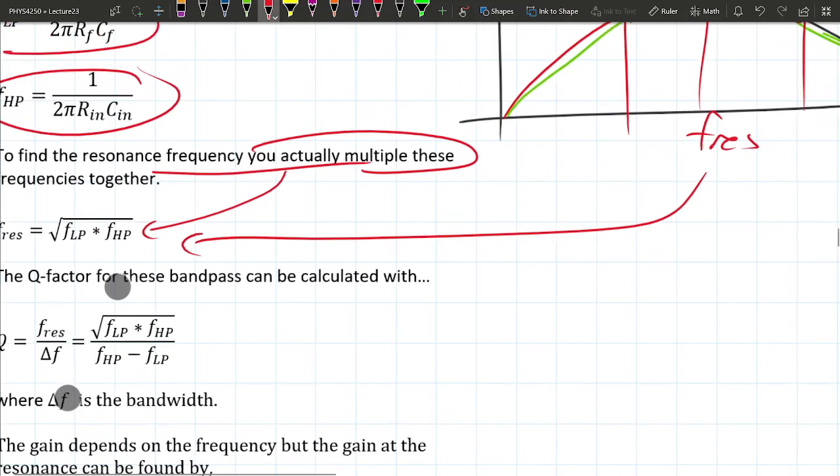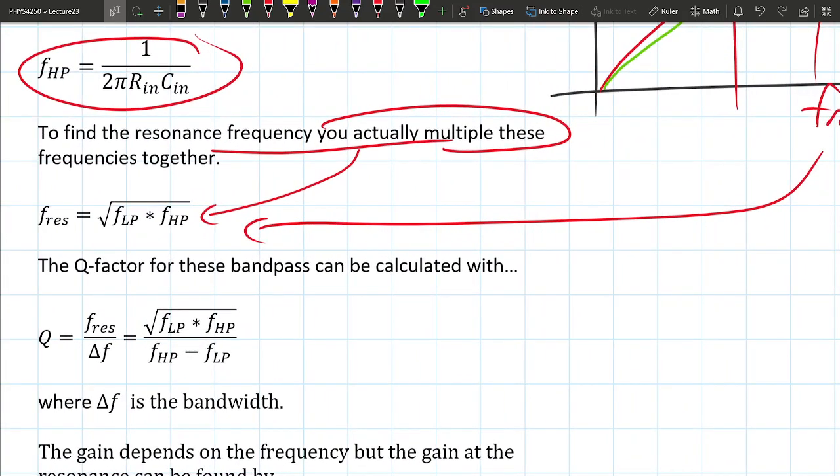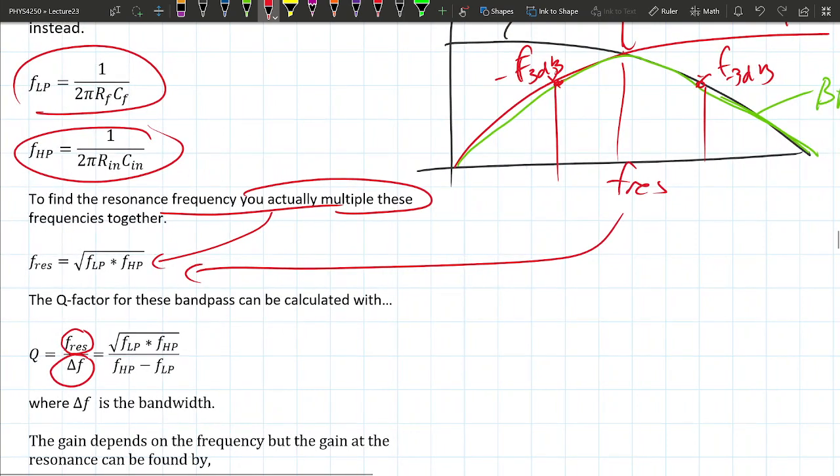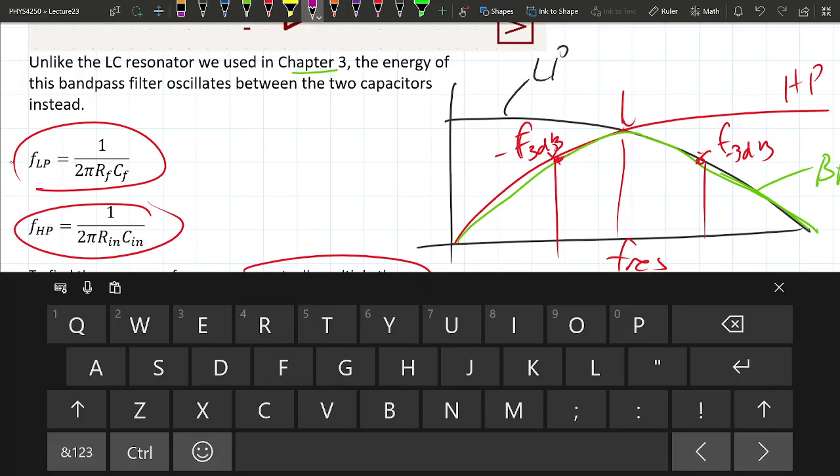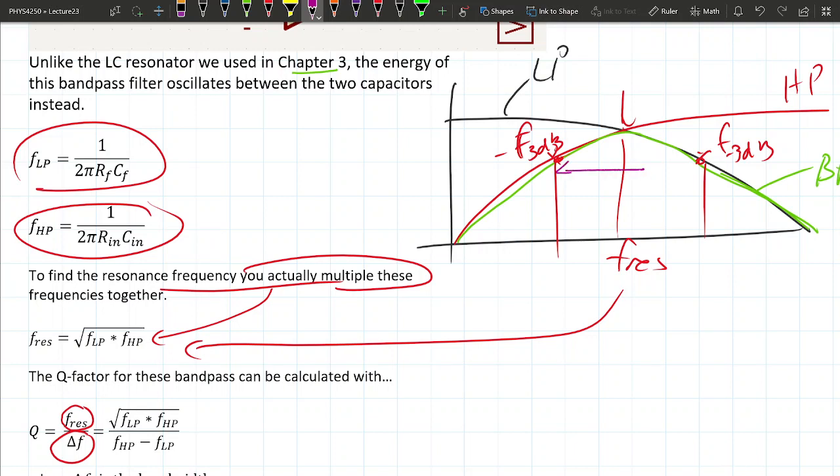Remember, the other way to define the Q factor, as opposed to energy stored over energy dissipated, is that you can just measure the resonant frequency and the bandwidth of your bandpass filter. Remember, the bandwidth is this. Let's do purple. Purple, this is the bandwidth.